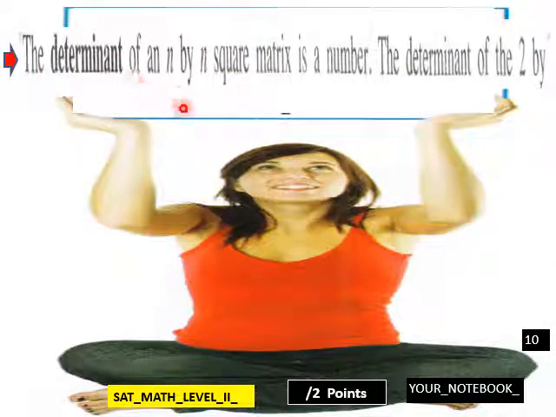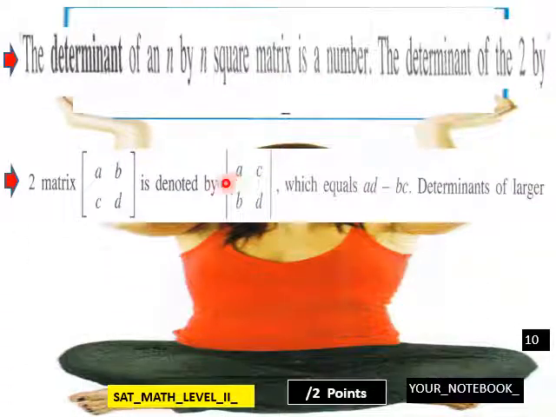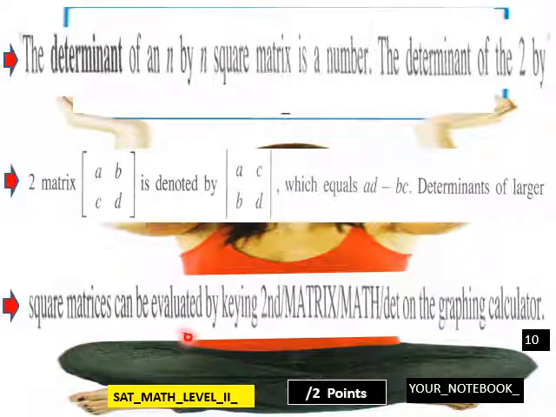The determinant of an n by n square matrix is a number. The determinant of the 2 by 2 matrix A, B, C, D is denoted by the matrix with rows A, B and C, D, which equals A times D minus B times C. So we get this diagonal multiplication thing going on. Determinants of larger square matrices can be evaluated by keying second, matrix, math, determinant on your graphing calculator. And again, if you need background for finding the determinants of larger matrices, I have packets for that. Contact me at my email.